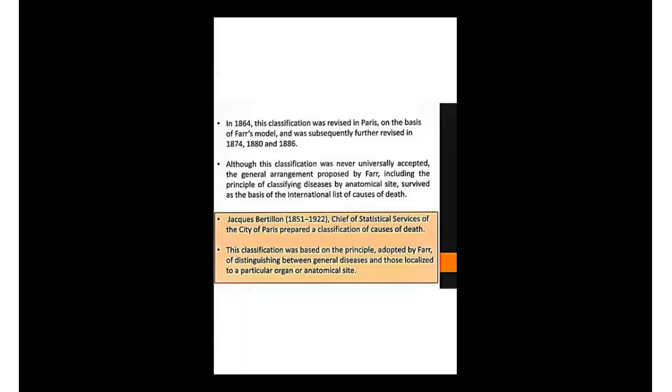So in 1864, the classification was revised in Paris on the basis of Farr's model and subsequently further revised in 1874, 1886 and 1888. So Farr's model को further हमने revise किया as per the need. Although the classification was never universally accepted. अब ये locally accepted था, जो भी classification इन लोगों ने दिया था, universally accepted नहीं था.